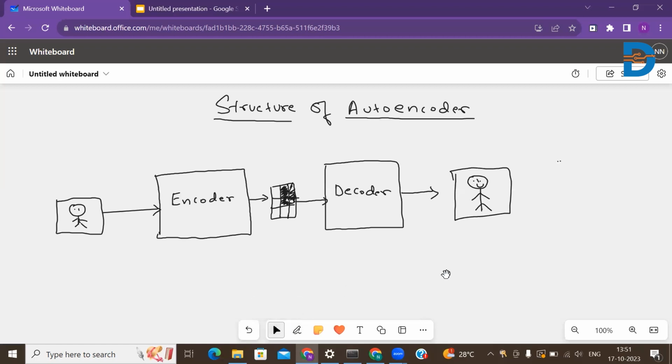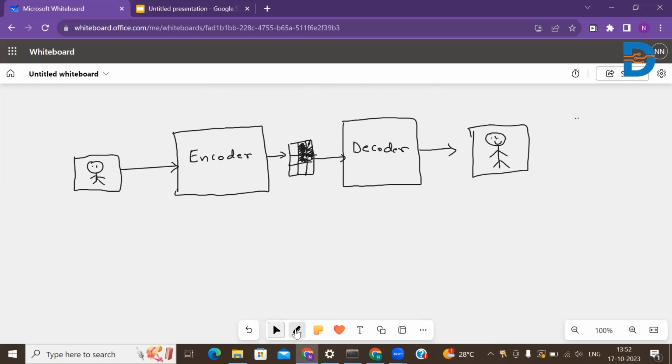So again, if you talk about the structure, it has the component, first the encoder. What is the encoder? I'm just repeating it. This encoder is what the model uses to learn how to reduce the input dimension and compress the input data into an encoded representation. Now we have a bottleneck as well.